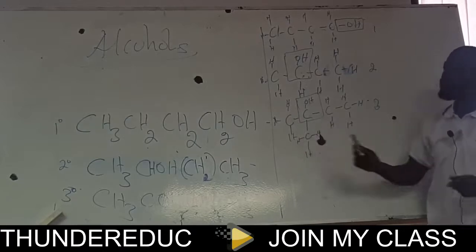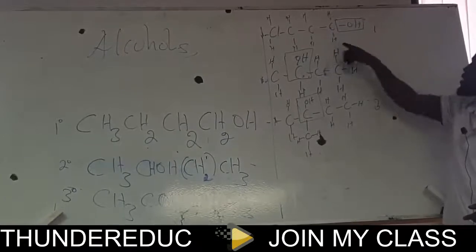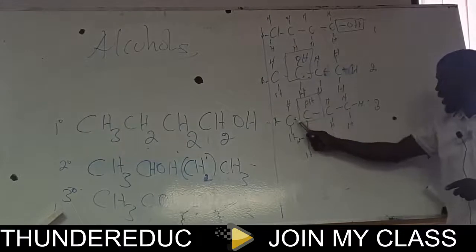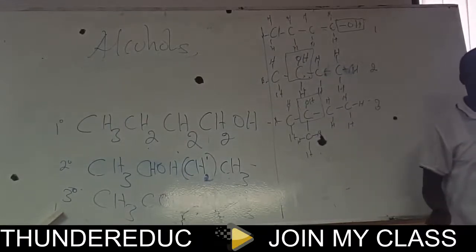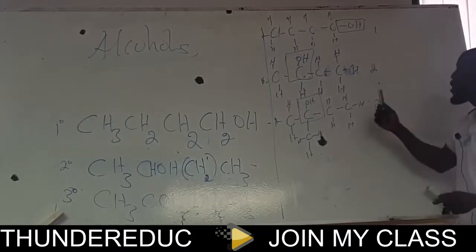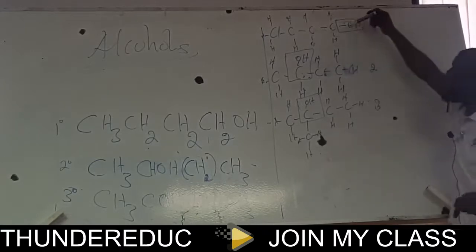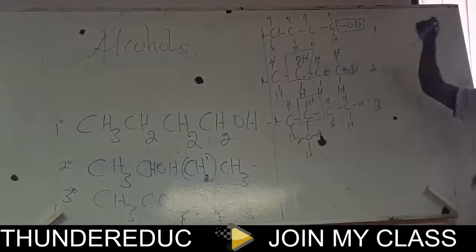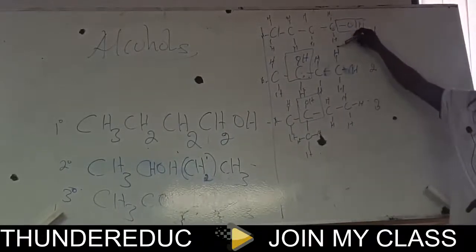So primary has two hydrogens. Secondary has one hydrogen. And tertiary has no hydrogen. But don't say it is an alcohol whereby it has no hydrogen. You have to specify that it is a class of alcohol whereby the carbon atom with the functional group, or the carbon atom with the OH group, is attached to two hydrogen atoms.